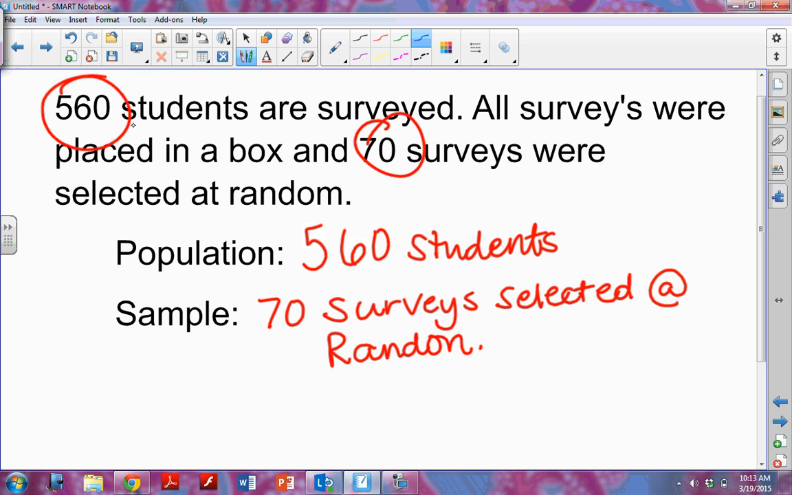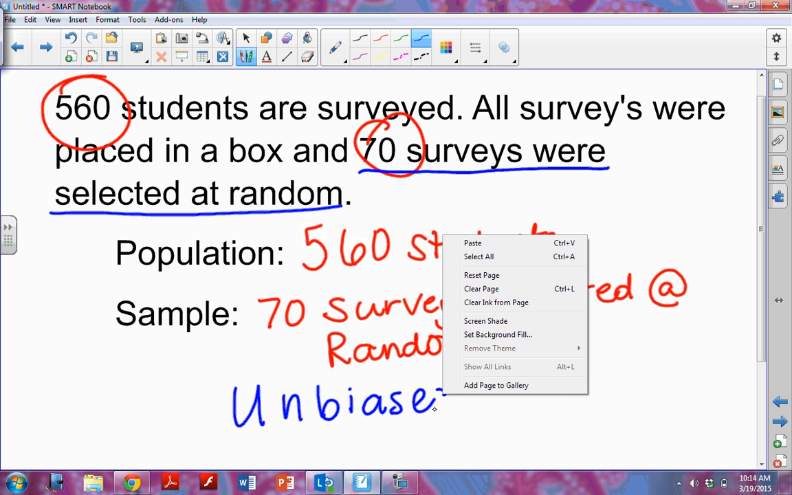So we know 560 students are going to be surveyed. That's our population. That has nothing to do with being biased or unbiased. We want a fair mix of every student that has been surveyed to make sure that we can make a good prediction. So if the 70 surveys were selected at random, that means that all of the students had a chance at being selected and only 70 of them were selected. So this is going to be an unbiased sample.